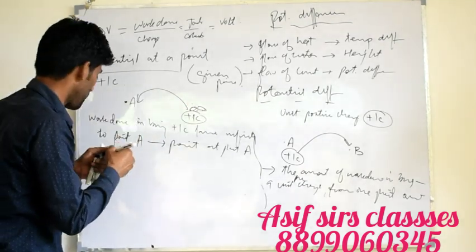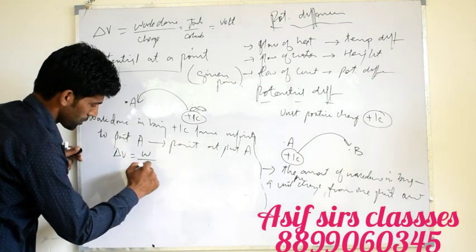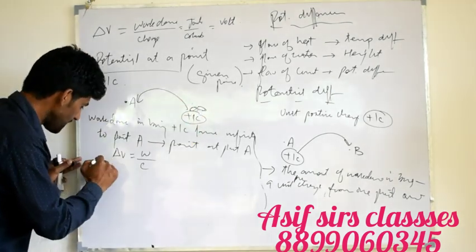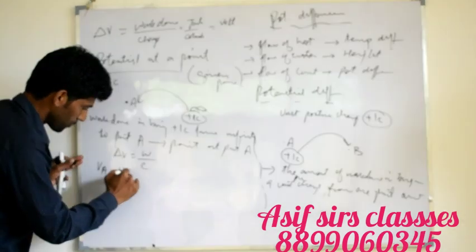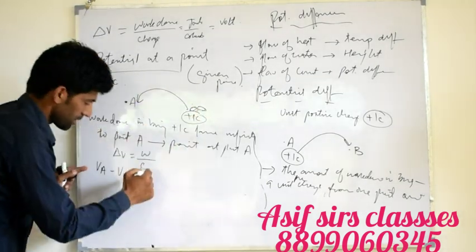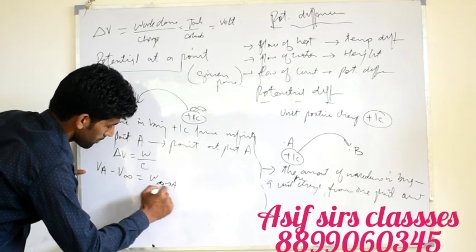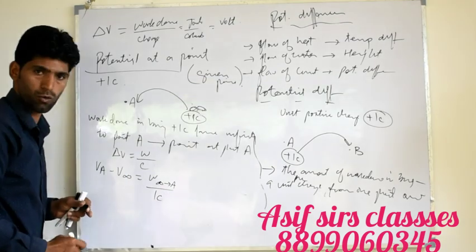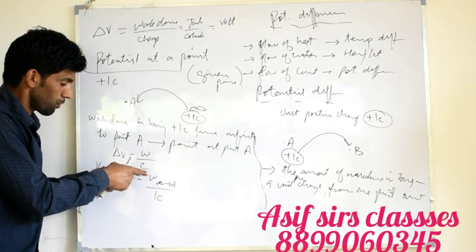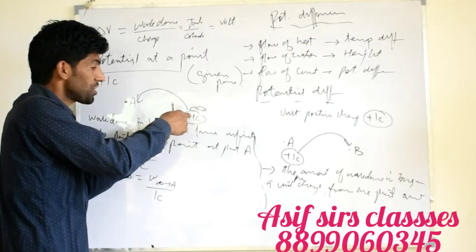If we have to find potential difference, that is del V, we know del V is equal to work done divided by charge. Del V is the difference of potential, that means final potential minus initial potential. I may write it VA minus V infinity, that is equal to work done from infinity to point A, W infinity to A, divided by charge, that is 1 coulomb. The work is done from infinity to point A because the charge is at infinity.